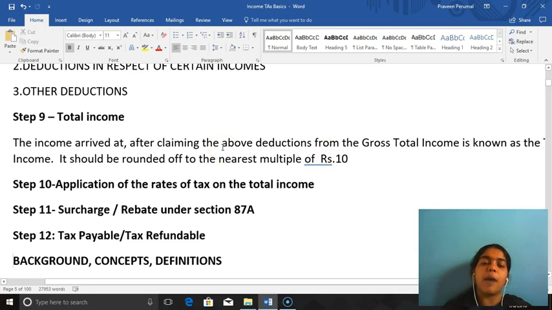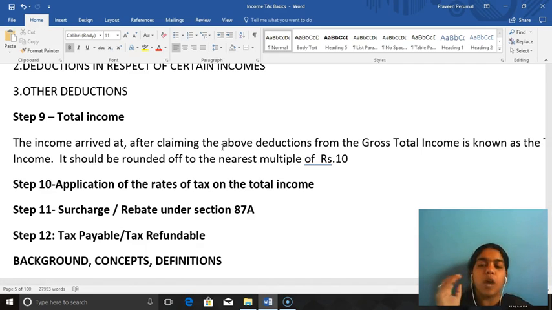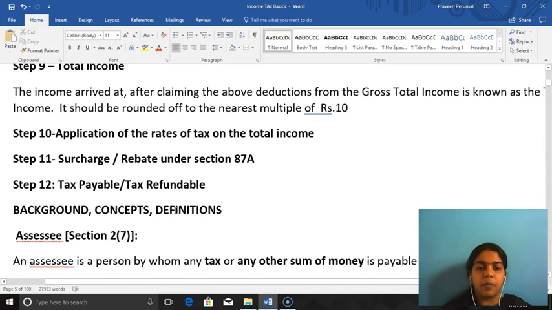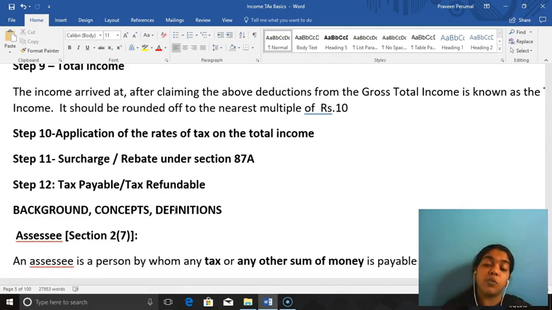What will be the next step? Apply the rate of tax. We know that the rate of tax is slab wise. So apply the specified slab for the specified income and find out the total tax. Surcharge or rebate under section 87A. Next is tax payable or refundable. So if there is surcharge or if there is a rebate under the Act, apply that. Then we will know what is the total tax payable, and if there is some TDS and stuff like that, we can also know whether the tax is refundable from the government or not.